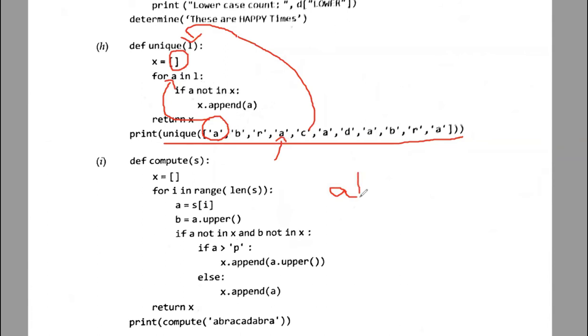The next value, when it is seeing B, yes, it is going to get appended. Then it is seeing R, because it is not already available. A, when it is considered, is already there, so it will not get appended. C, A is there, and D, A is there, B is there, R is there, and A is there. So A, B, R, C, D will be the values.